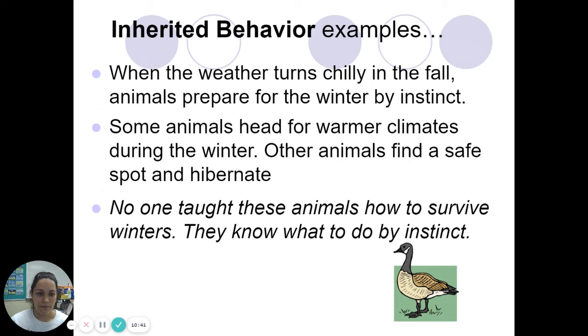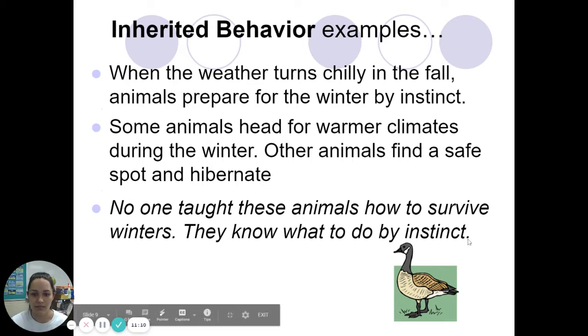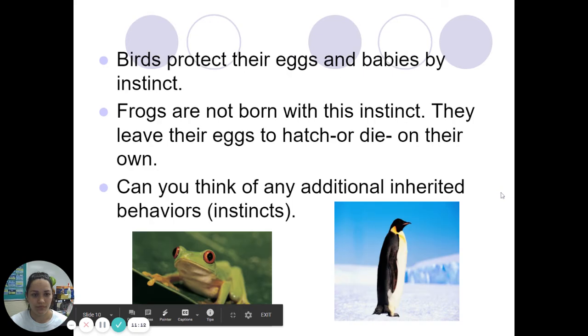Inherited behavior. Here are some examples. So we talked about the birds flying south for the winter, right? That's a main one, right? Nobody taught these animals how to do that. Another thing could be when turtles pull their head back into their shell. That's an instinct. Nobody taught them to do that. They just naturally do it. When they get scared, they pull their head into their shell. They know that's their safe place and they're good to go. That's an instinct. All right?